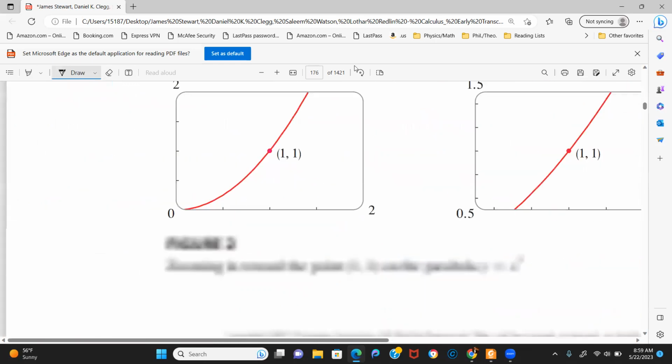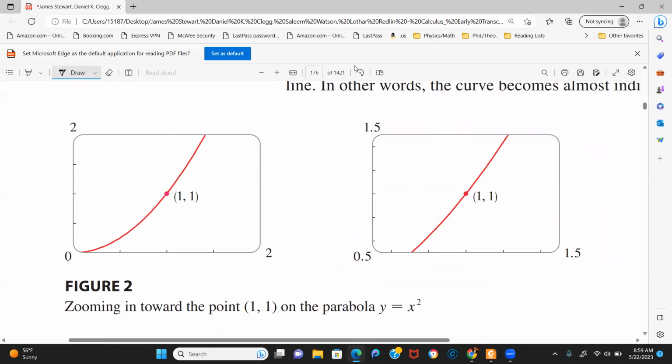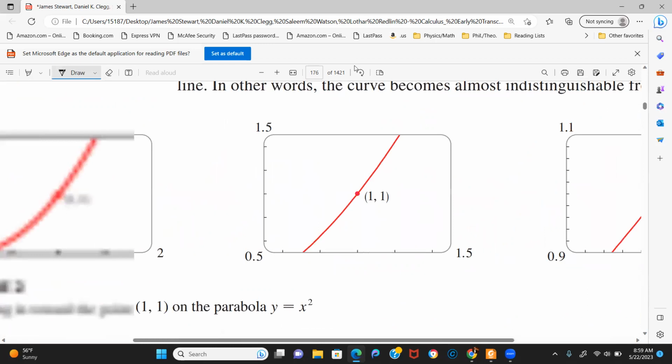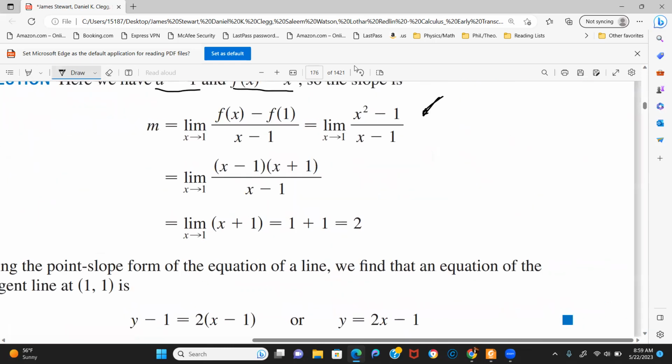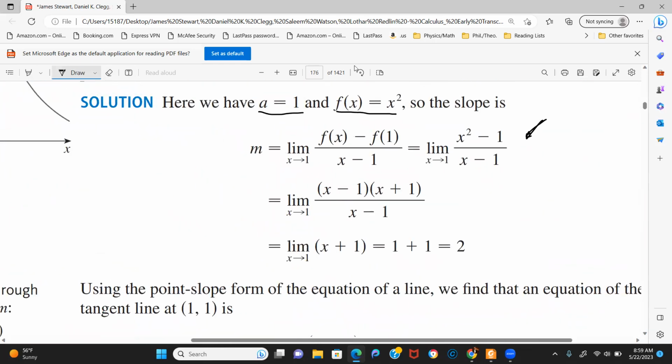Maybe they have a graph somewhere. Yeah, I guess they do. It's not really that great of a graph. But you can see the algebra is pretty easy. You just factor this numerator and then you can cancel. So the x minus 1 cancels here with that, and all you're left with is x plus 1. Now this is a polynomial, so it's continuous. To evaluate this limit, you just plug in 1 and you get 2.